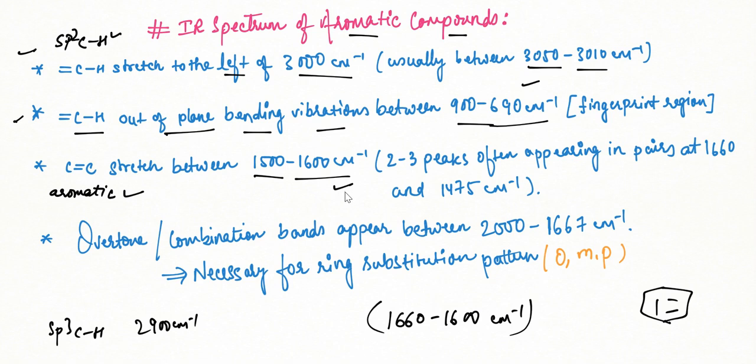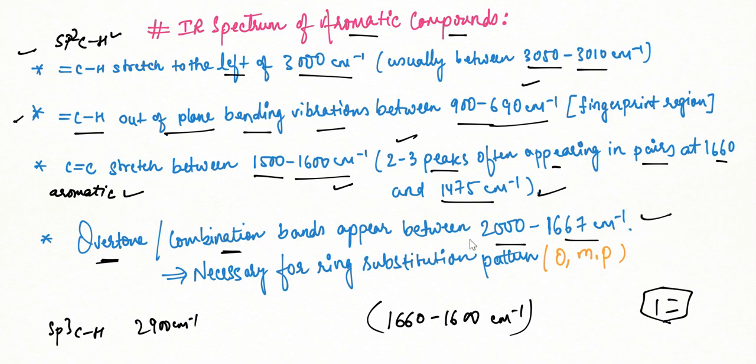Also we talked about this, that when we have conjugation we might observe more than 2 peaks. So 2 or 3 peaks, often appearing in pairs at 1600 and 1475 cm⁻¹. In the original spectrum, if we look at the carbon-carbon stretching, we are definitely going to get 2 to 3 peaks in the same area. Now the overtone or combination bands also appear between 2000 and 1667 cm⁻¹.